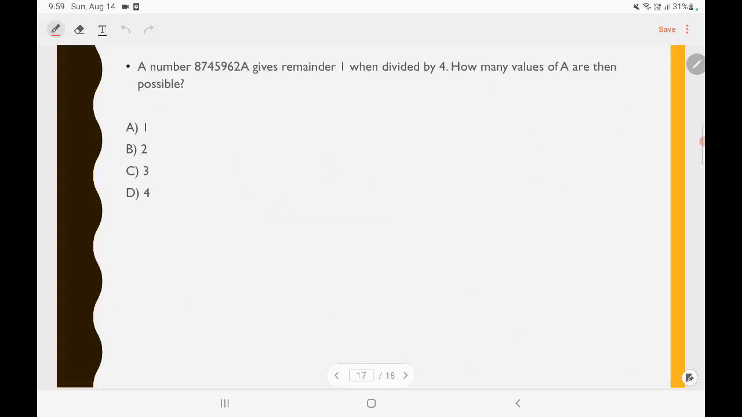Now we will look into another example. The number 8745962A gives remainder 1 when divided by 4. How many values of A are possible? So what is the remainder theorem for 4? We need to take the last 2 digits. Here the last 2 digits are 2A. So when 2A is divided by 4, you will get remainder 1.